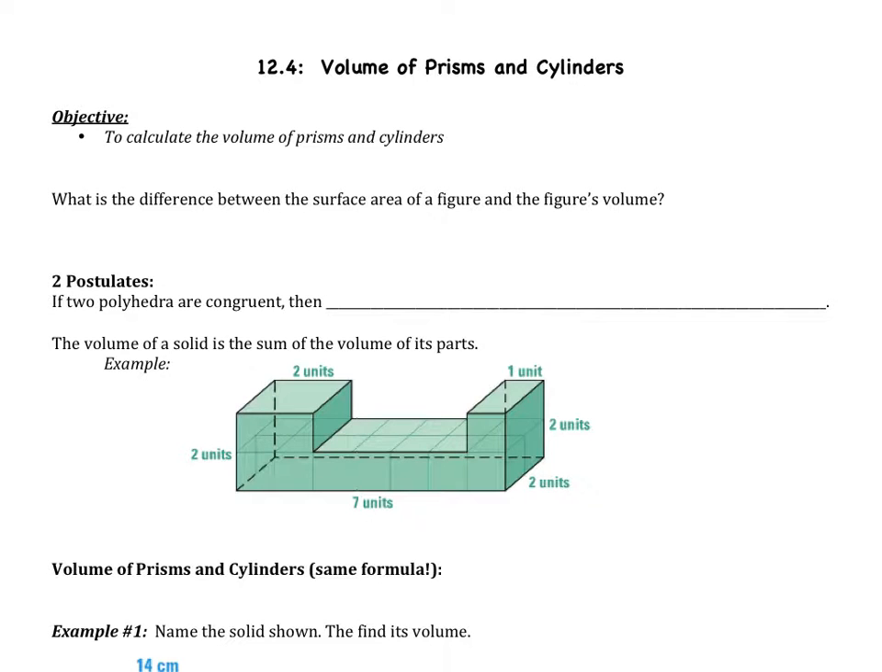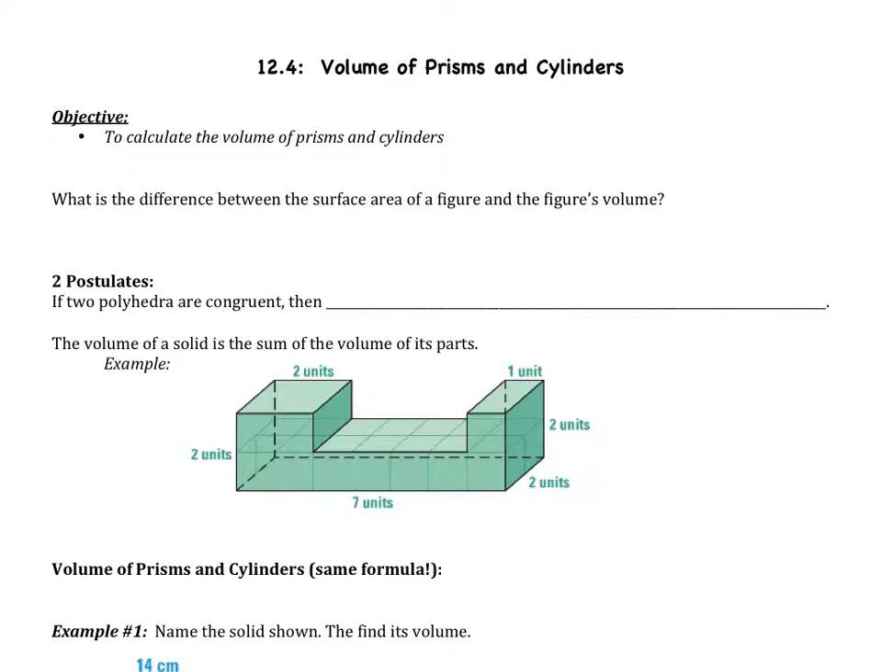What's volume? The tissues on the inside. It's the amount of Kleenex that you can put inside something, okay? So it's kind of like the difference between perimeter and area. Surface area is the outside, and the volume is everything on the inside, okay?